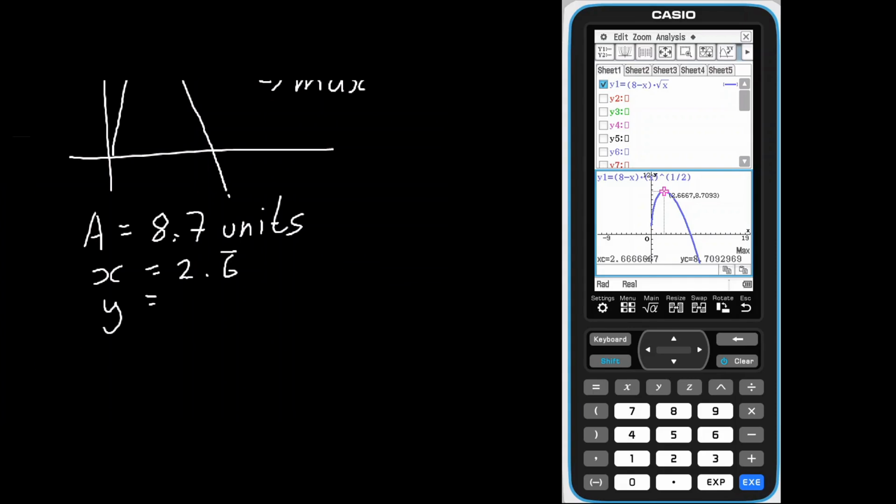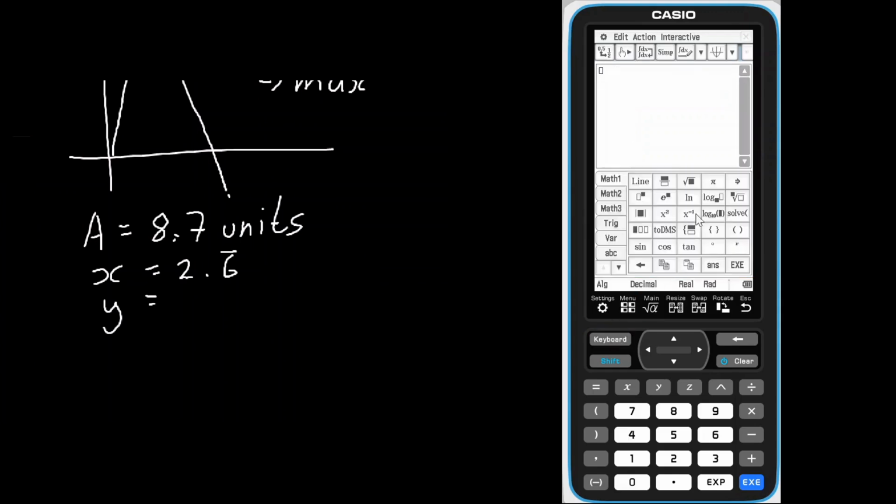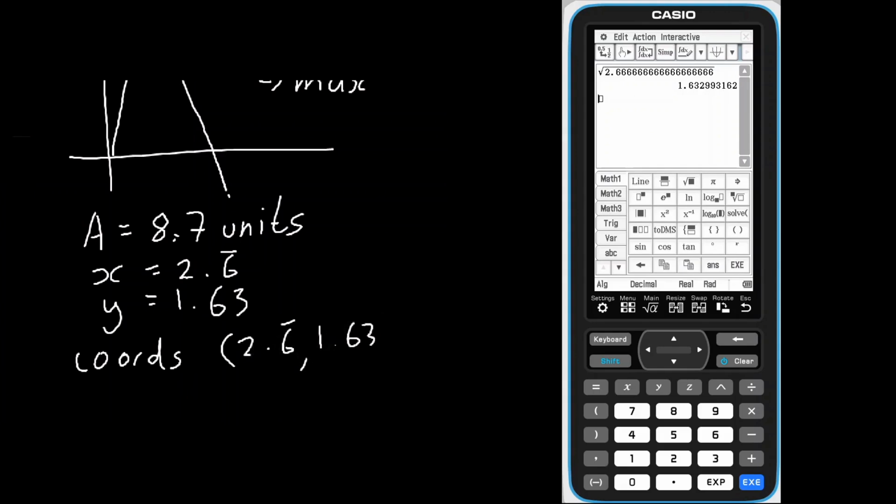Okay, so then we can substitute that point in. All right, let's do that. Let's go to main, keyboard, substitute in 2.666 forever, and that's equal to 1.63. So the coordinates are 2.6 recurring and 1.63. And we could just let the marker know that we've rounded to 3 significant figures. Okay, and that's one method of doing it.